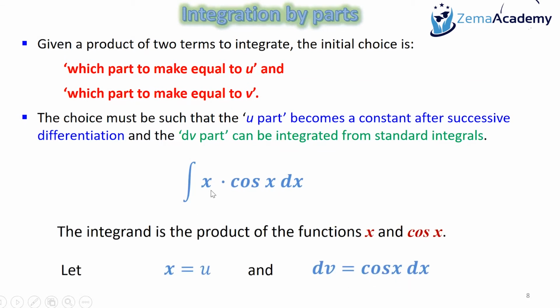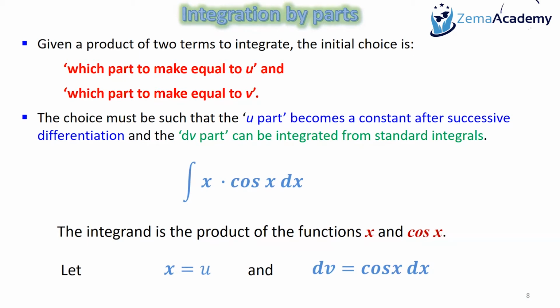The reason I'm taking this x as u is that when I differentiate u with respect to x, that is du/dx, x will become 1. If I had taken cos x equal to u, then my du/dx would become sin x. It would again become a function or a term that needs to be integrated again.